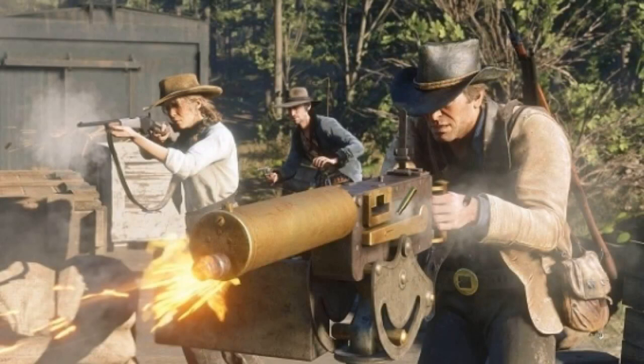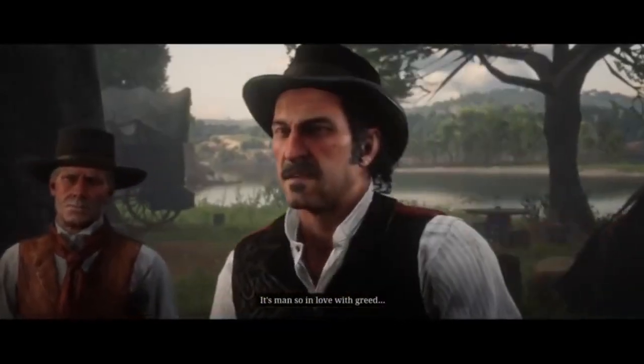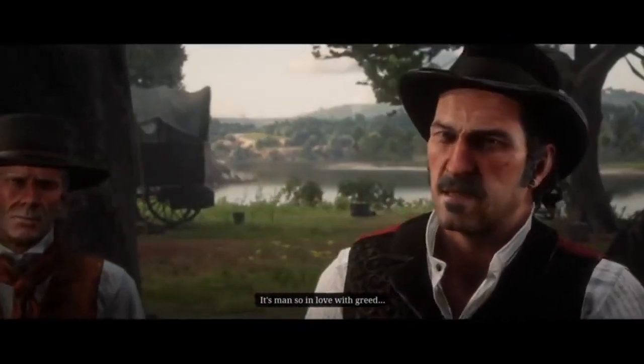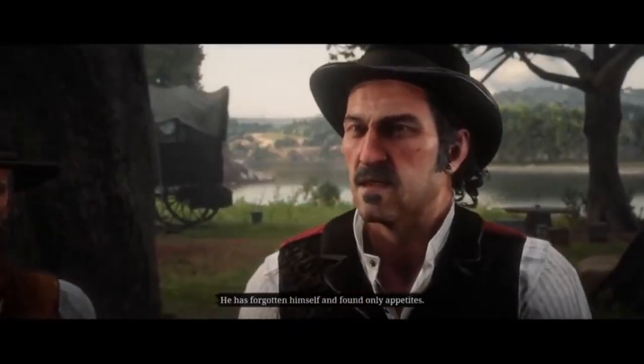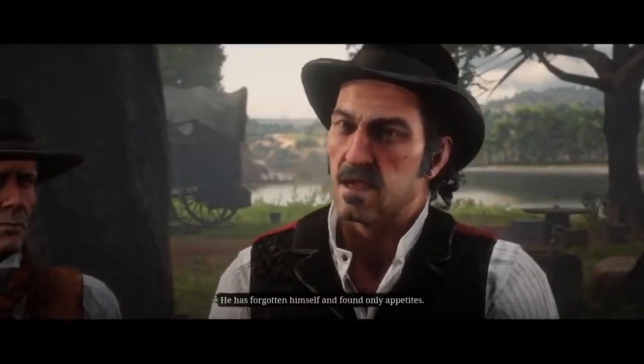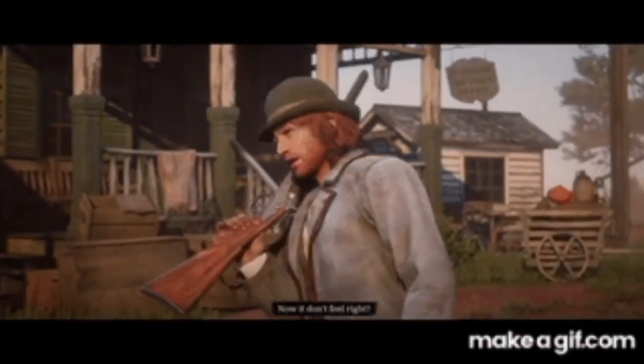Even though we know so little of Dutch at the beginning, we can tell that he seems to really believe in this dream of his, this idea of freedom. However, as the story goes on and losses mount, his idea and ideology slowly gets corrupted.